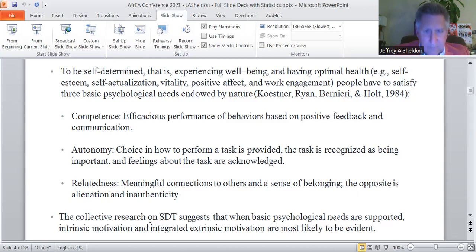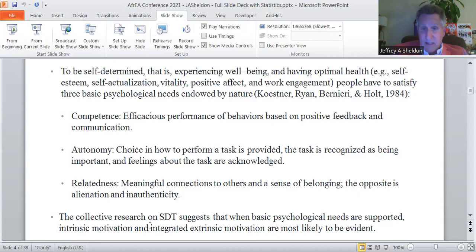Okay, so the collective research on self-determination theory suggests that when these basic psychological needs are supported, you have intrinsic motivation and something called integrated extrinsic motivation as the likely results. Okay, so what intrinsic motivation means is when you feel competent, when you feel like you're making decisions for yourself, when you feel like you're part of a group, part of a collective, then everything that you do is motivated from within yourself. It's what you decide you're going to do.